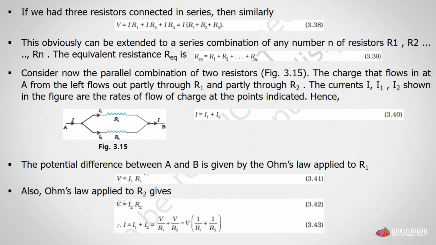And from equation 3.40 we can say that I equals I1 plus I2, and according to Ohm's law, the formula is I equals V by R. So for I1 we have V by R1, and for I2 we have V by R2. So we can say that I equals V by R1 plus V by R2, and V is common in both cases. We take V as common, and we can write that I equals V into 1 by R1 plus 1 by R2, as our equation 3.43.